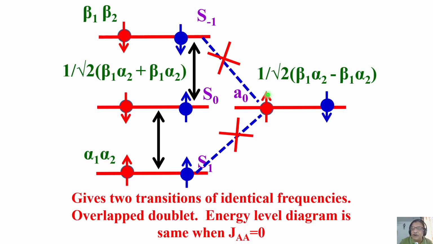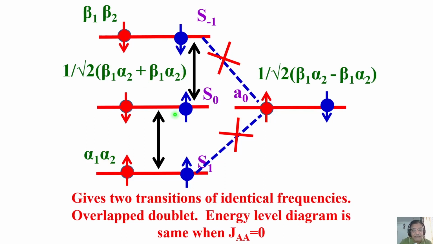In this case also, the total magnetic quantum number for this state is 0. Since it's an anti-symmetric state, I wrote it as A0. These are the symmetric states S0, S minus 1 and S1. Now the allowed transitions are only these two, and this is not allowed. And what is the frequency separation of these two? Exactly the same. You can find out the frequency separation in this case is exactly the same.